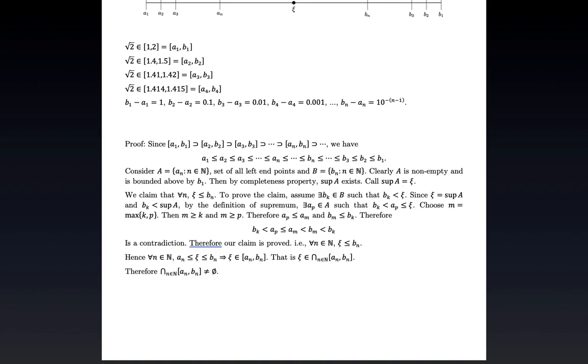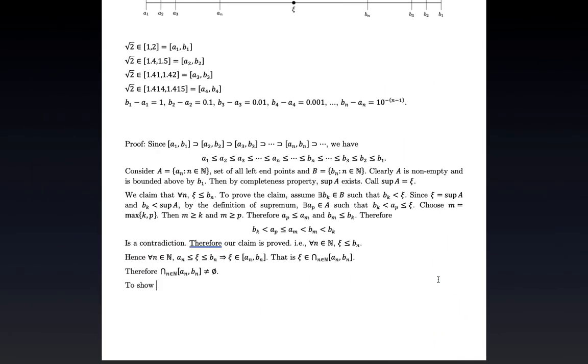Okay, done. So next we need to show that the intersection contains precisely one point. To show that this set is the singleton set {xi} and nothing else, assume there is something else as well. So assume there is an eta in the interval.